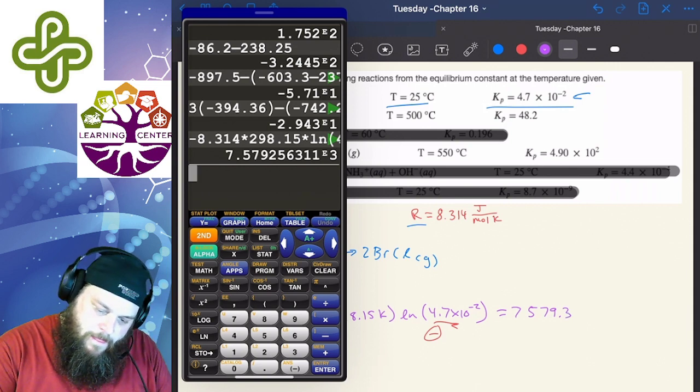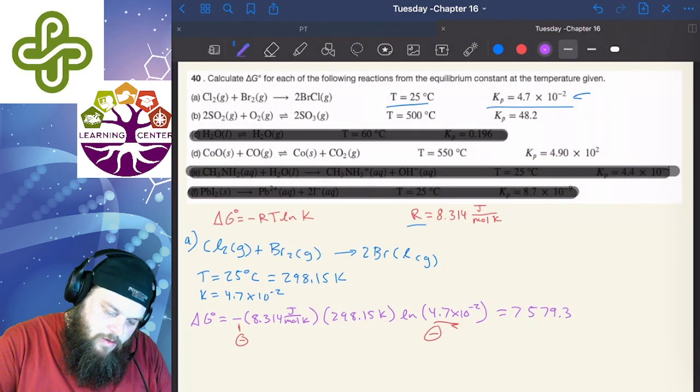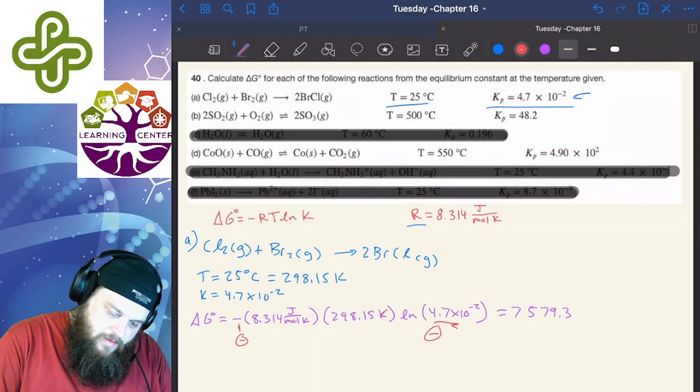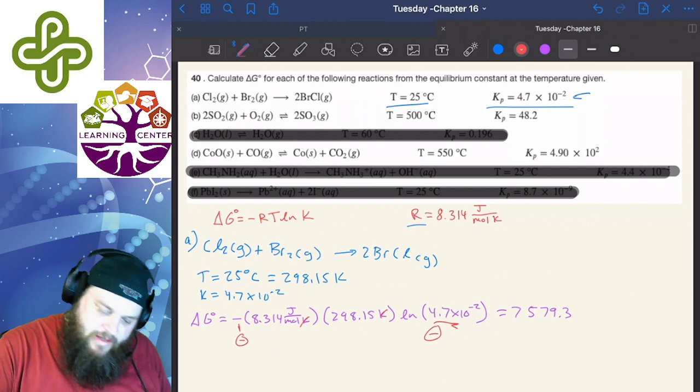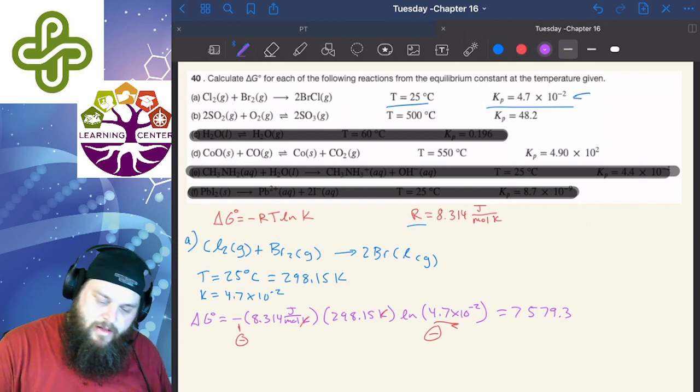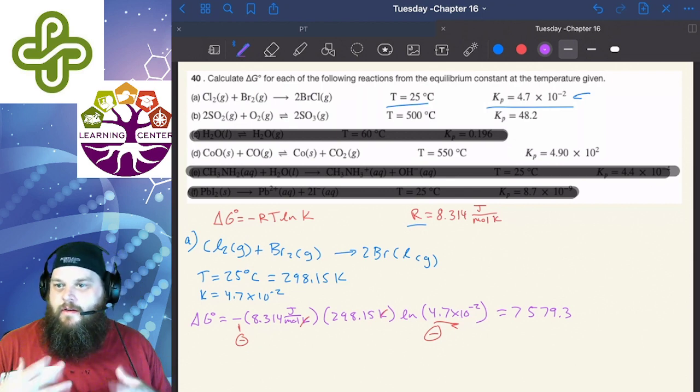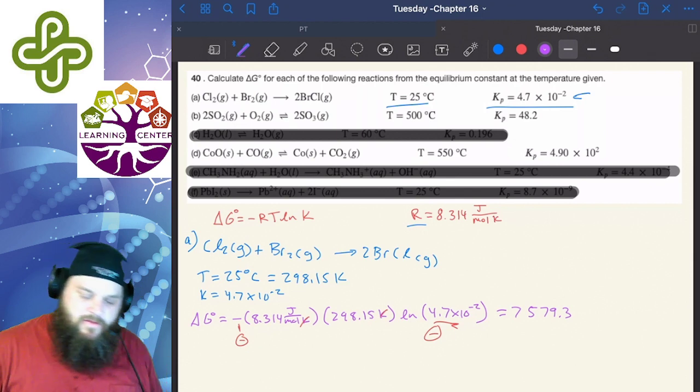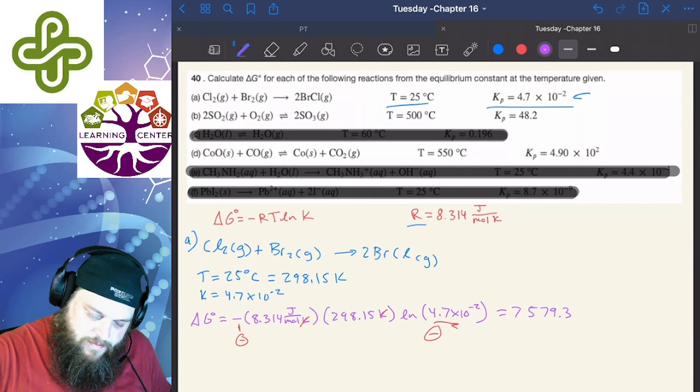7,579.3. Or really, and this is going to be in unit wise, the Kelvin's going to cancel out, and that's joules per mole. Or we can say just joules, either way, because per each mole of compound you have, you're going to have that many joules, is what they're saying. So I'll say just joules per mole.